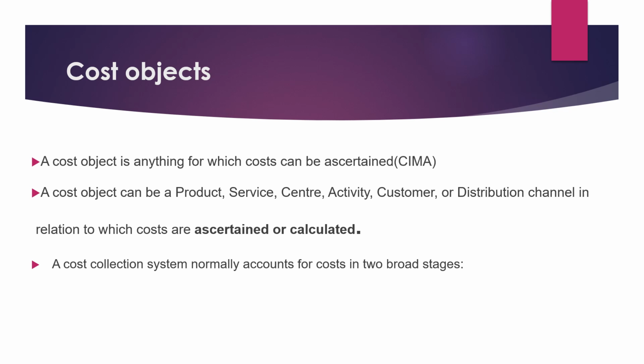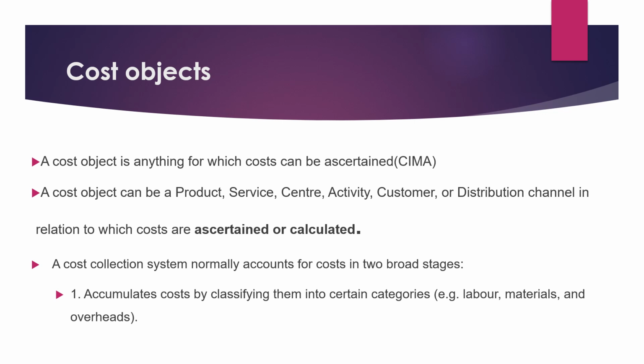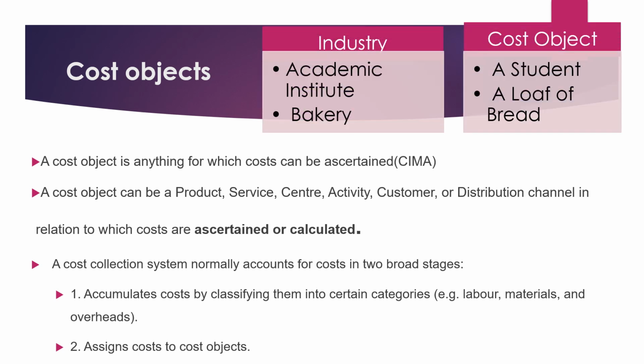A cost collection system normally accounts for cost in two broad stages. Firstly, it accumulates cost by classifying them into certain categories, such as labor, material, and overhead. Secondly, it assigns cost to cost objects, such as in an academic institute, the cost object may be a student. In a bakery, it may be a loaf of bread.